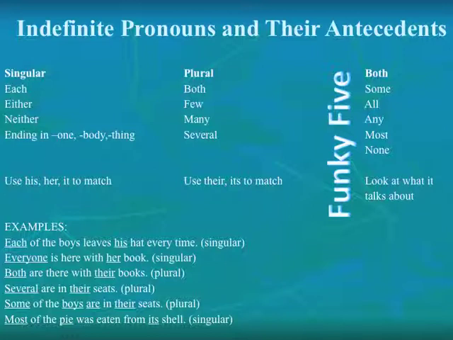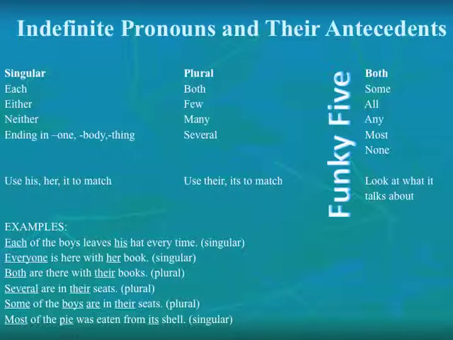So the English people try to make it a little simpler on us by making a list of some of the singular indefinite pronouns. They say that some of them are plural, and some of those are both singular and plural, and we look at what it talks about. Let's go through the list first. Singular ones: each, either, neither, and any pronoun that ends in one, body, or thing. For instance, everyone, anybody, somebody, something, everybody. These are all singular pronouns, and you would have to use the singular pronoun to match them. Use his, her, or it to match.